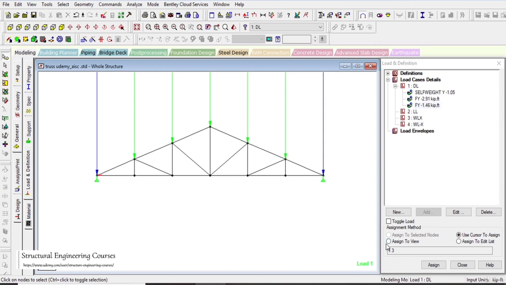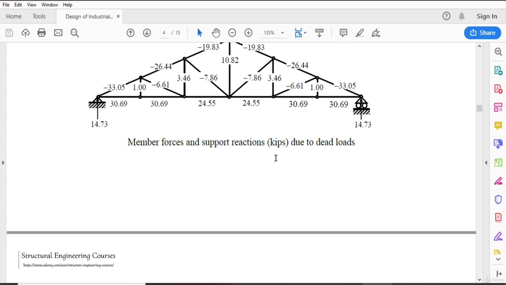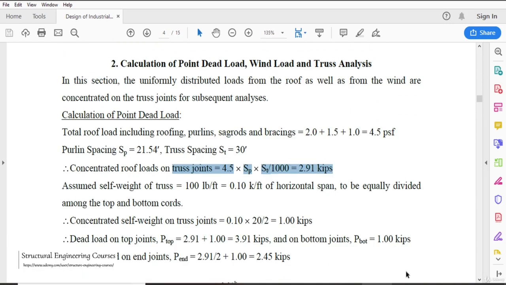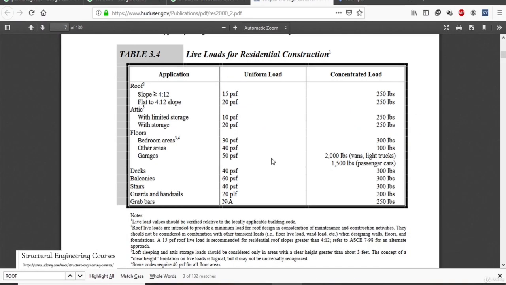After that we can assess the live load also. So live load, as this author has not considered, we can consider live load in the range of 15 to 20 psf. So if the slope is greater than 4:12, then we do need to consider this 15 psf, and when the roofing is either flat or the slope is in the range of 4:12, in that case we do need to consider 20 psf.